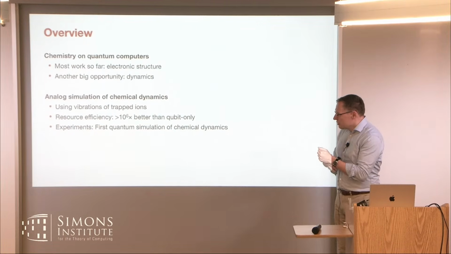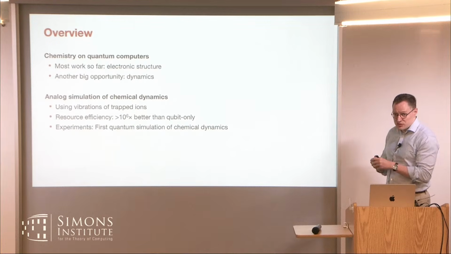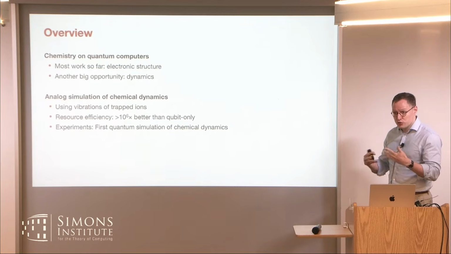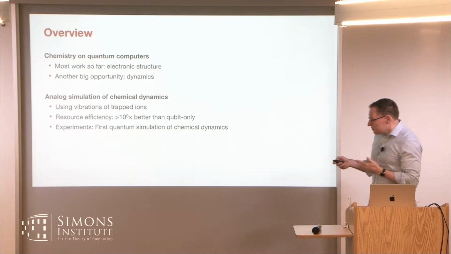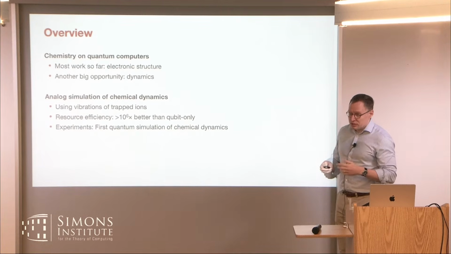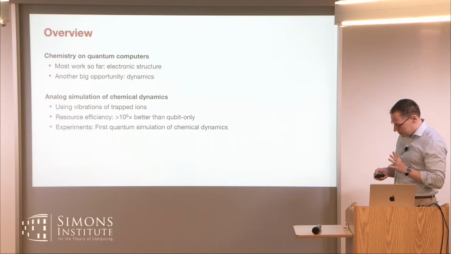One is about analog simulation of chemical dynamics. And we've developed ways of doing that using vibrations of trapped ions to simulate vibrations of molecules, so using bosons as an additional resource, which allows us to get resource efficiencies that are 1,000,000 or 1,000,000,000 times higher than what you can do with qubits. And I'll show you outlines of a few experiments.